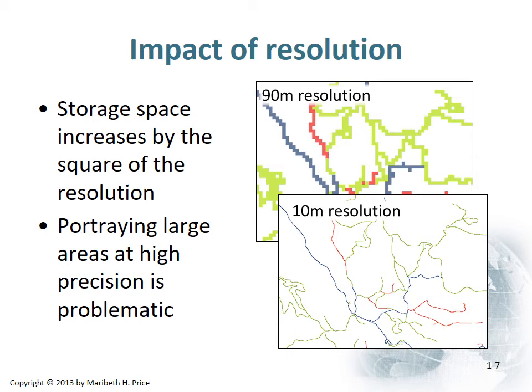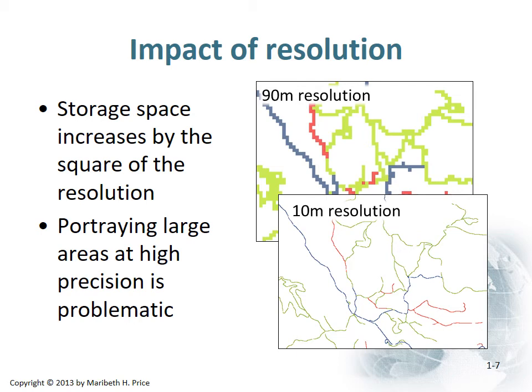So getting back to the idea of resolution with raster data, if we move from a coarser cell size, so 90-meter resolution, meaning that each side of each square is 90 meters, to a finer scale, 10-meter resolution, so the side of each square is 10 meters, storage space increases by the square of the resolution. And we'll find some other formulas for that later. Basically, it takes up a lot more space on the disk, exponentially more space, to describe the same area at finer resolution.